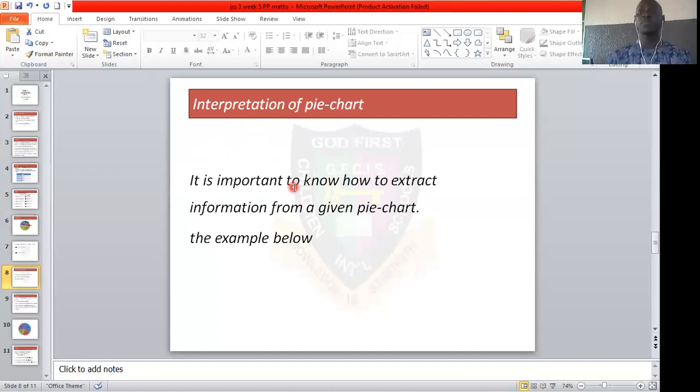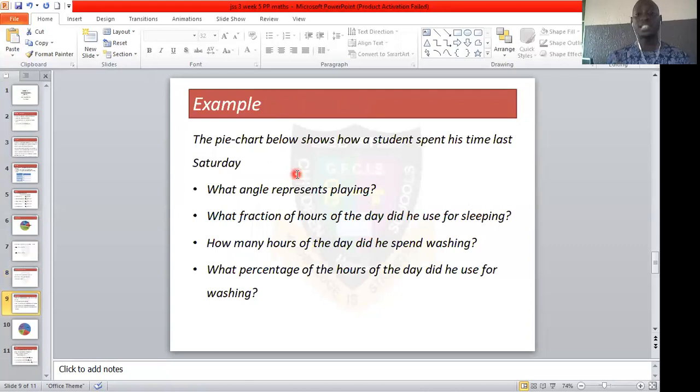Very, very important: how to deduce information from a given pie chart. Consider the example below. Look at it. The pie chart below shows how a student spent his last Saturday. His time, last Saturday. The time is 24 hours. But now we are representing that 24 hours on a pie chart, converted to 360 degrees.